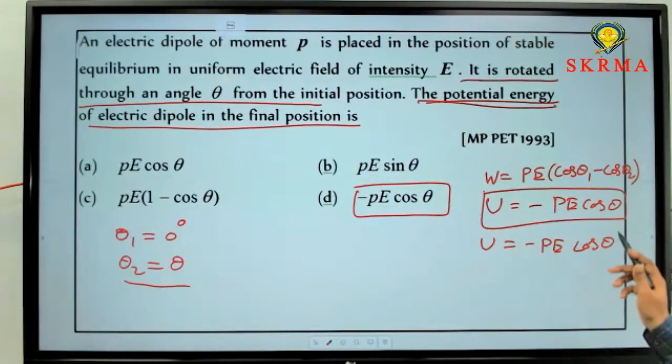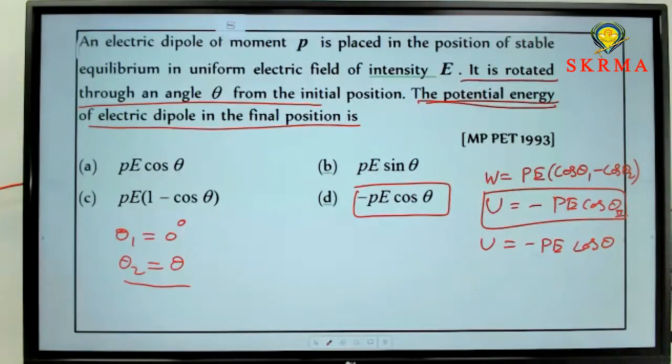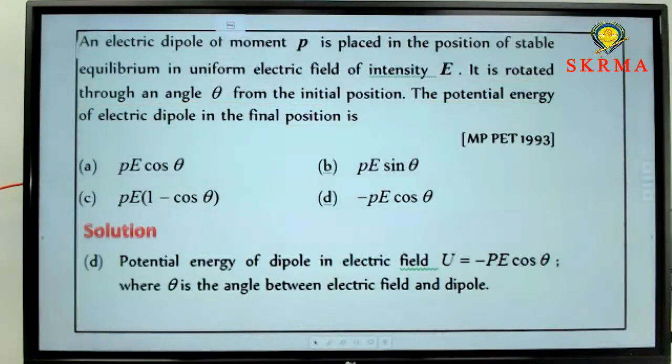Substitute the theta value. Final position means it should be theta 2, and theta 2 is given as theta. So option D is correct. Option D is the correct one.